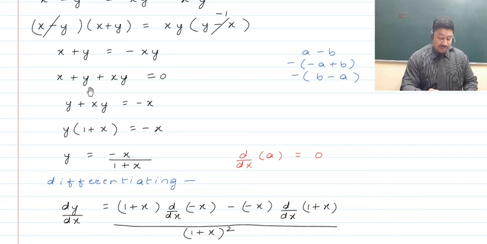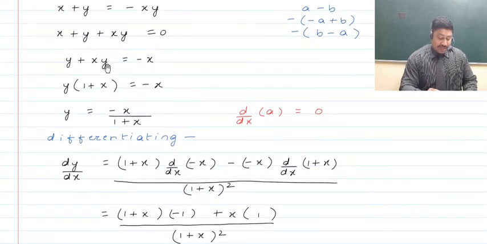Now we keep the terms with y on one side, that is y plus xy, and take this x to the other side, making it minus x. So further now, taking y to be common outside, inside we are left out with 1 plus x. We take it to the other side, and now thus y becomes equal to minus x upon 1 plus x.